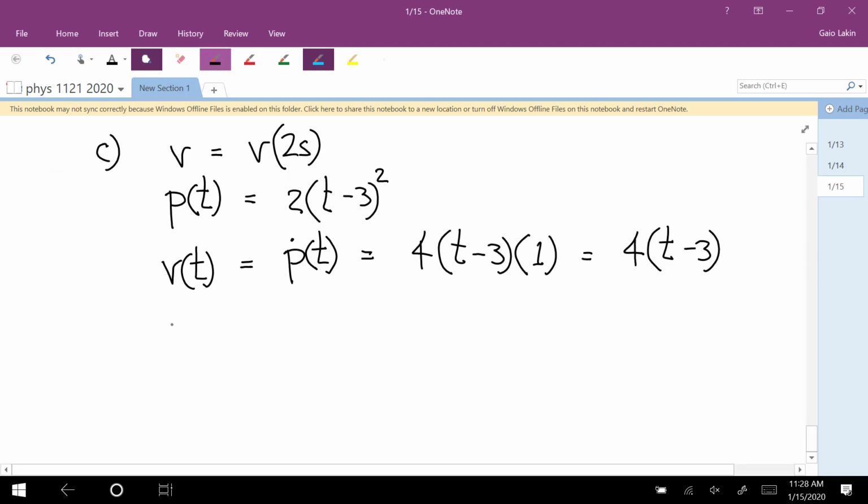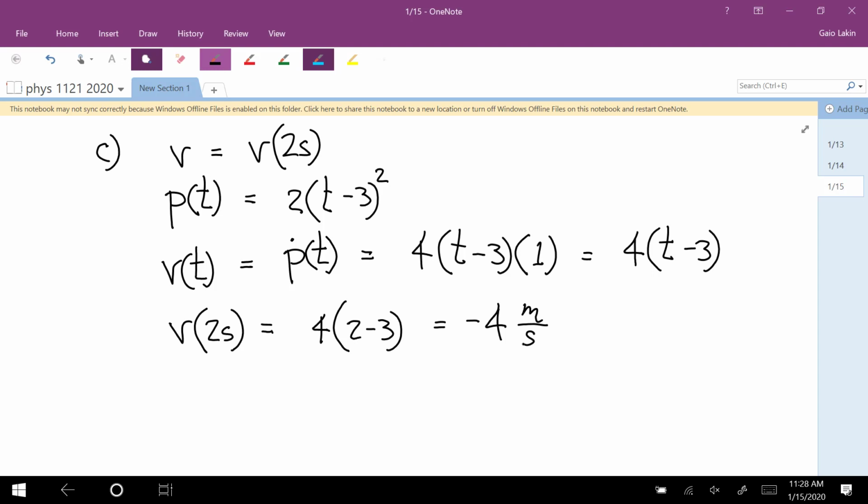So now the velocity, if you want to find it at a specific instant, now that we have the function, you can just plug it in. So the velocity at 2 seconds is 4 times the quantity 2 minus 3. So, yep, negative 4 meters per second. And the negative means it's moving in the negative direction at that instant.